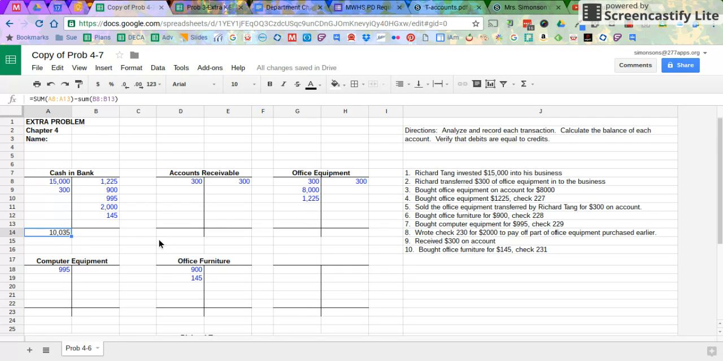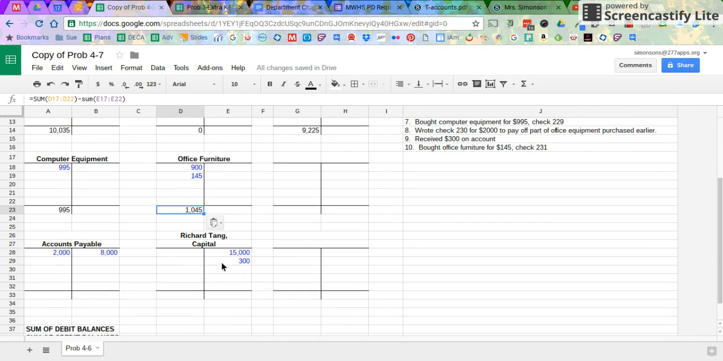My number right there, 10,035. Since that's such a long formula, I'm going to do a Control-C, and that formula should work for all of my assets. So I can paste it to all 5 assets. Now I'm going to scroll down.